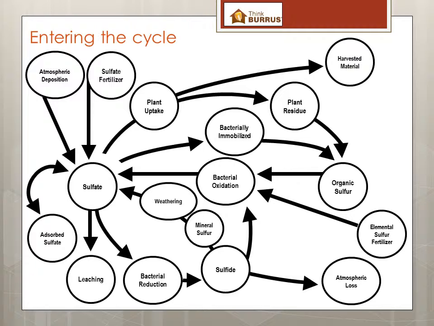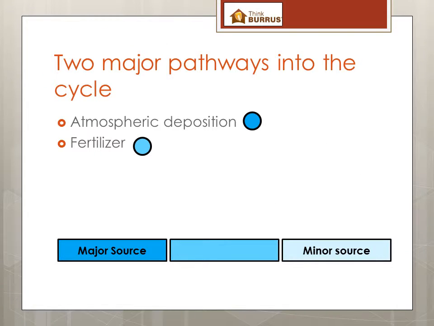Last time we talked about entering the cycle, and we said there were 2 primary pathways in. Those 2 pathways in were through fertilizer or through atmospheric deposition. So those really are the 2 major sources of entry for sulfur into the soil sulfur cycle. Atmospheric deposition, sulfur falling out in the form of acid rain onto fields, or fertilizer applied intentionally or unintentionally. Now we can move on to today's topic.